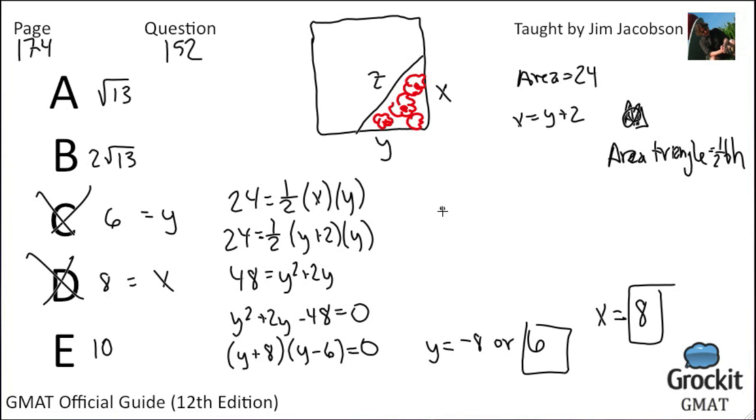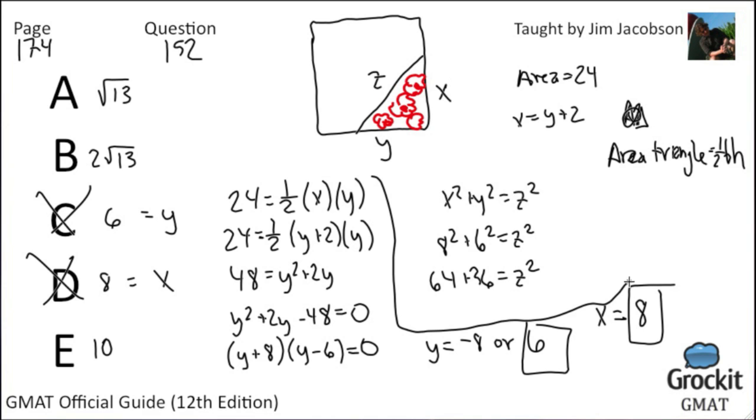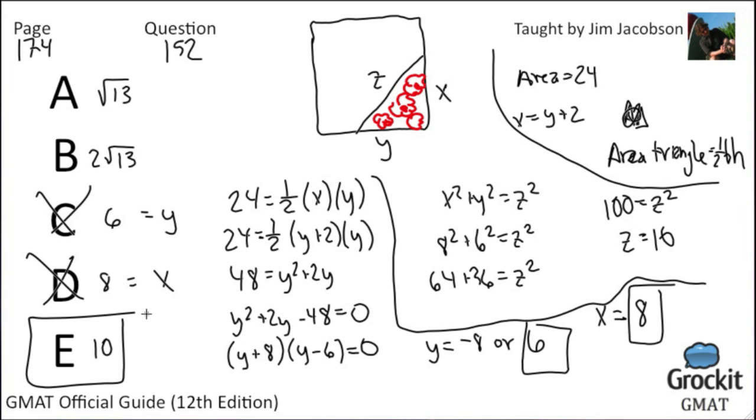We use the Pythagorean theorem. x squared plus y squared is going to equal z squared. So x was 8, so 8 squared plus 6 squared equals z squared. 64 plus 36 is 100. I'm going to draw this line in here so that it's clear. So 100 equals z squared, so z is going to equal 10. Answer choice E.